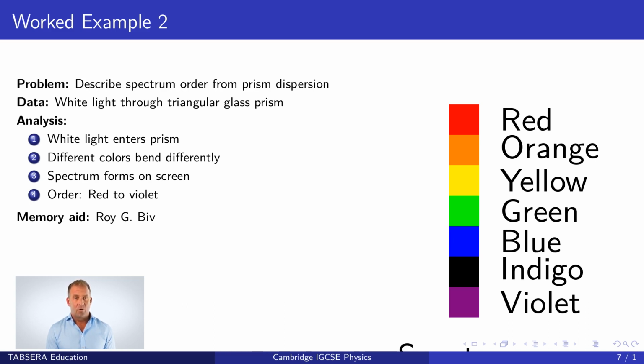The memory aid, Roy G. Biv, helps remember this sequence. The diagram shows the spectrum as it appears on the screen, with red at the top bending least, and violet at the bottom bending most. This consistent order occurs because wavelength determines refractive index.